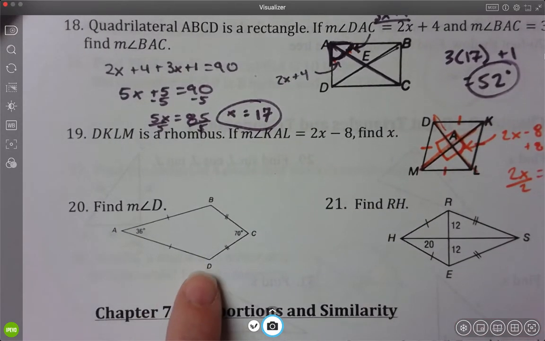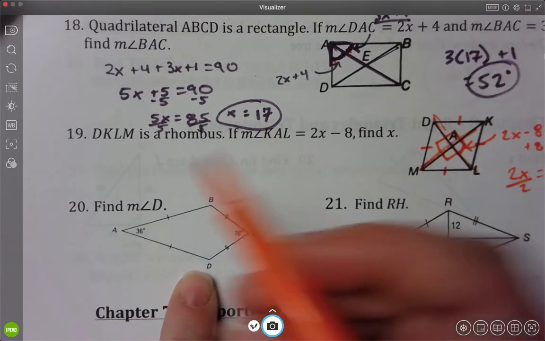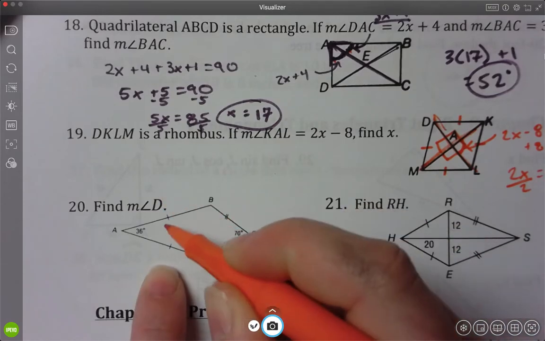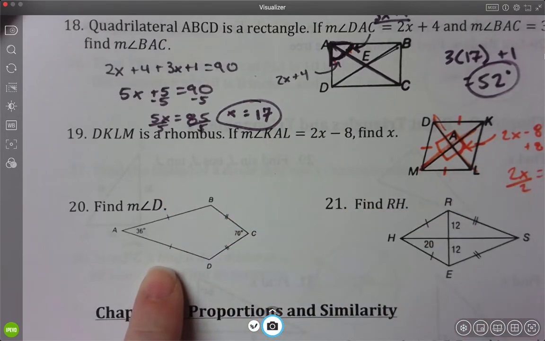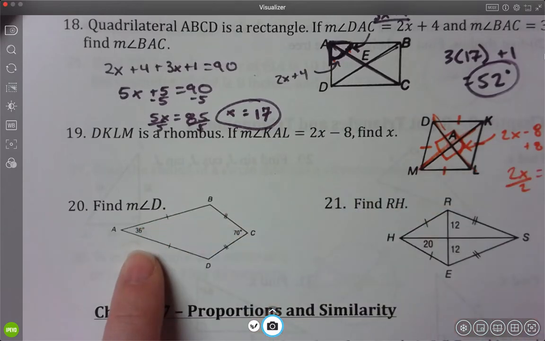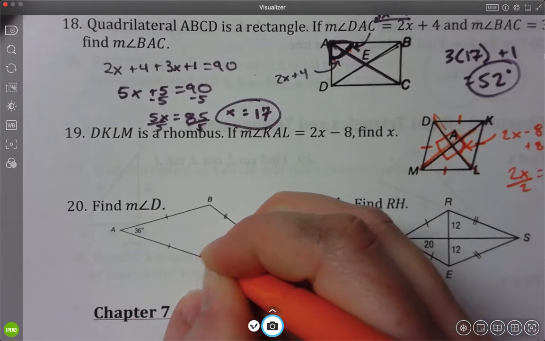This guy is a kite. He looks like a kite, or has all the qualities of a kite. These two sides are the same. These two sides are the same. So that tells me that he is a kite. 70 degrees, 36 degrees. They want us to figure out what angle D is.